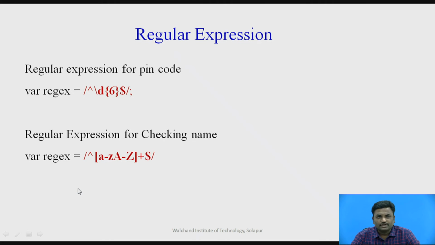Some more regular expressions. If I talk about regular expressions for pin code, it will look something like this. Usually we know that a pin code in India is a 6-digit number. So 6 digits should be enough to validate a pin code. Similarly, for checking a name, a name can be any character. It can be small case or capital case, so A to Z or capital A to Z. Either of these is there, then there is a plus. Plus means one or more instances. So if one or more instances of these characters are repeating, then we call it a name. So that's a regular expression to specify any particular name.